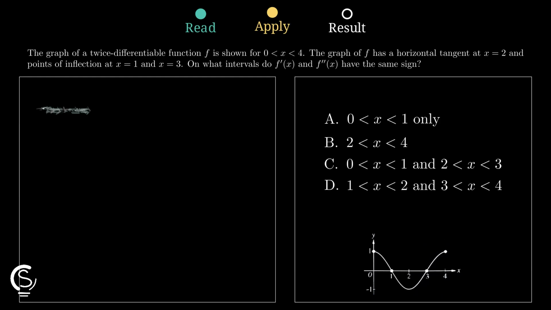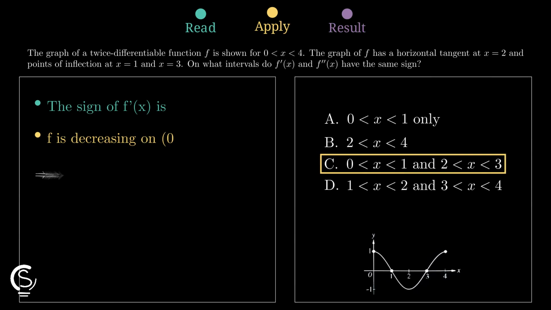Next, check the concavity for the second derivative sign. The graph is concave down between 1 and 3, but it is concave up on the outer intervals of 0 and 4. Compare both signs. They match when both are positive from 0 to 1 and negative from 2 to 3. Thus, option C is correct.